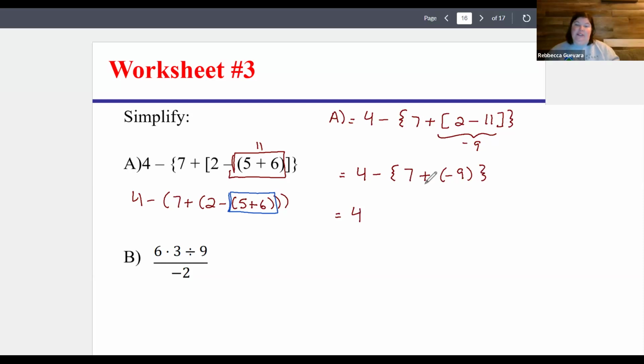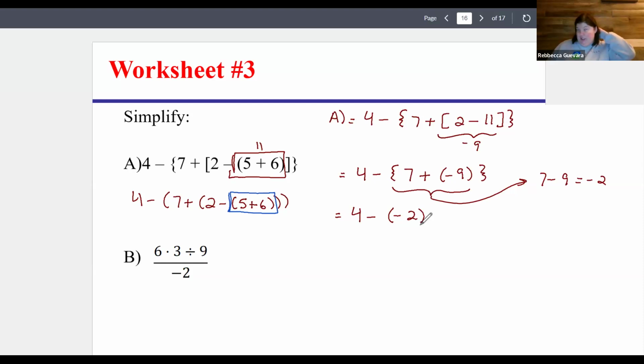Now we can do our last grouping. So the 7 plus negative 9. When you're adding a negative number, this is the same as saying it's just 7 minus 9. So this is just going to be negative 2 here. So this is 4, and this part is a negative 2.